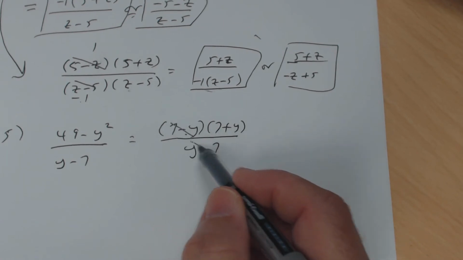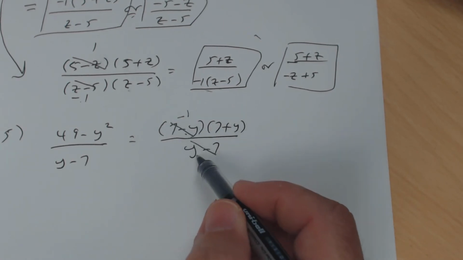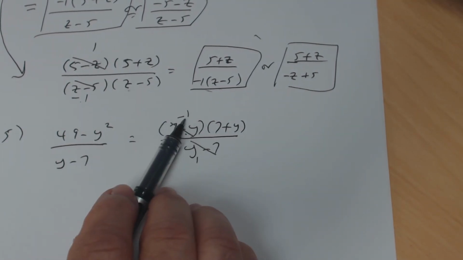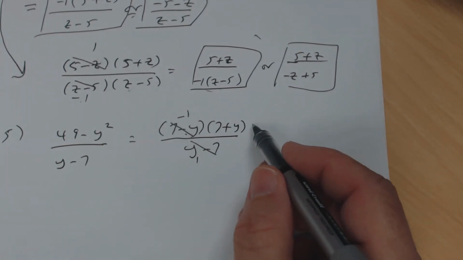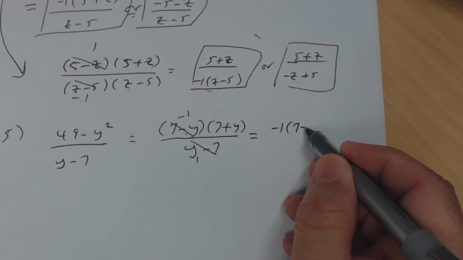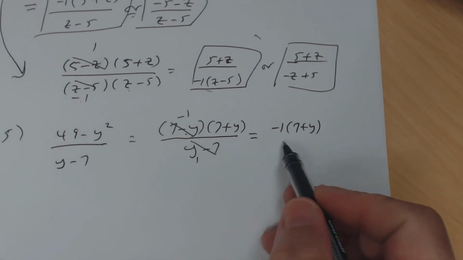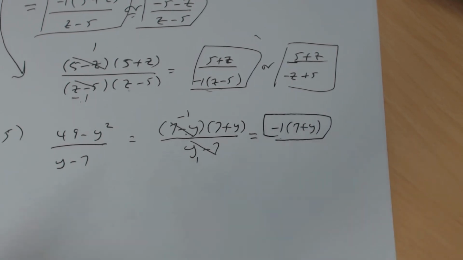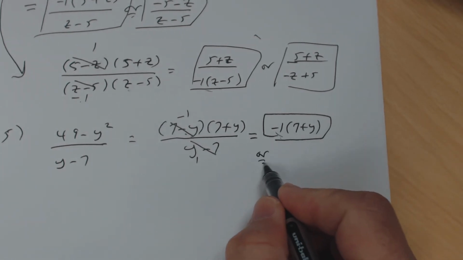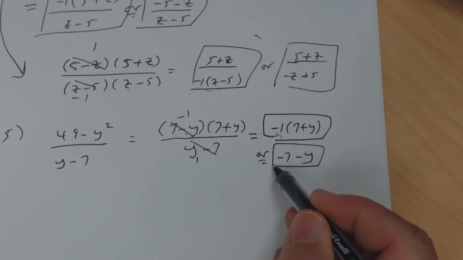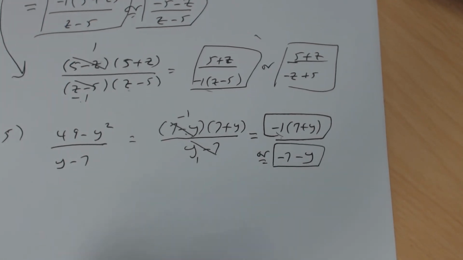So that means that when I reduce them, this is a negative 1, this is a positive 1. Or I could say positive 1 over negative 1, but I'll just put the negative 1 up here. And so your answer then would be negative 1 times 7 plus y over 1, but that's just negative 1 times 7 plus y. Or if you distribute, you get negative 7 minus y. It does not matter. Okay, so that was number 5.